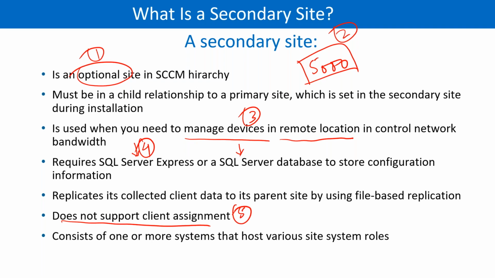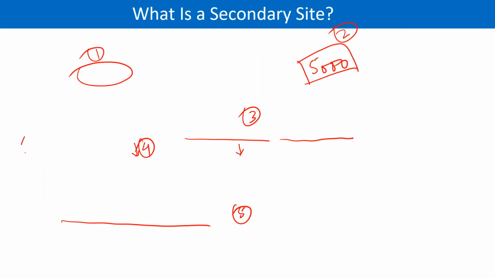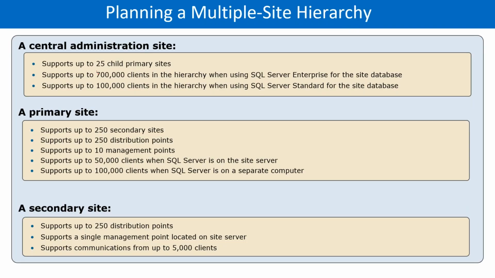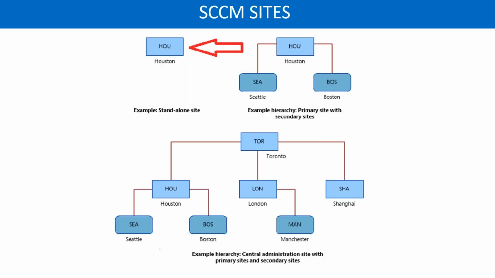Now, whatever we have learned so far: central administration site, optional, right? Primary site, mandatory. Secondary site, optional. You will get more clarity now. Let me go to the next slide. One central administration site supports up to 700,000 devices. One primary site supports up to 100,000 devices, and one secondary site supports up to 5,000 devices. These are the capabilities of central, primary, and secondary.